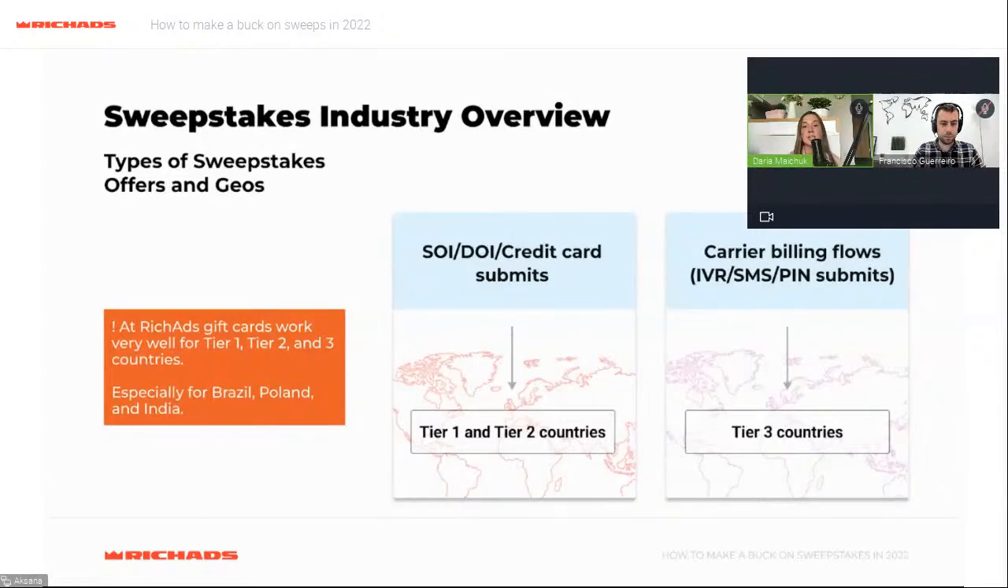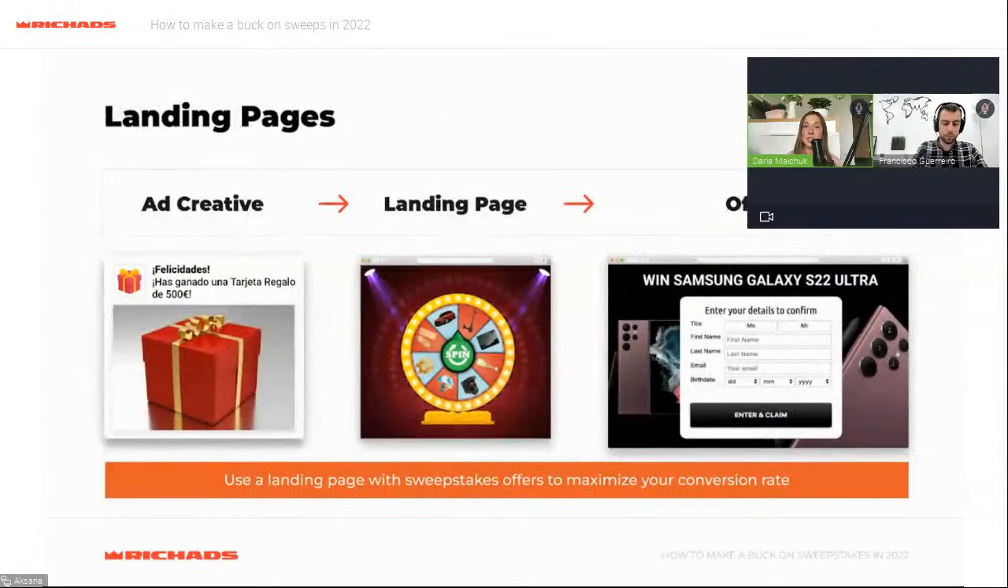I would like to discuss the next very important aspect of sweepstakes. I'm talking about creatives and landing pages. The first thing any marketer should know is that sweepstakes doesn't work with direct linking. To convert sweepstakes, pre-landing pages should be used. This is a crucial point for this vertical. If you're running push traffic, the user flow in the funnel is the following: ad creative, landing page, and offer.